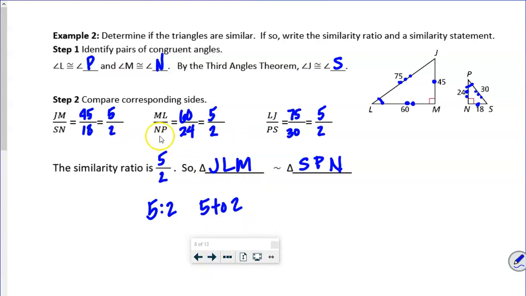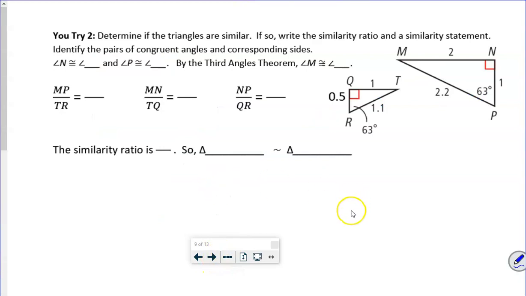So because we got the same similarity ratio for all 3, we can say that these 2 triangles are similar, okay? So here's our next one. Let's see if you guys can do this one. Pause the video. Come back to me when you're done.